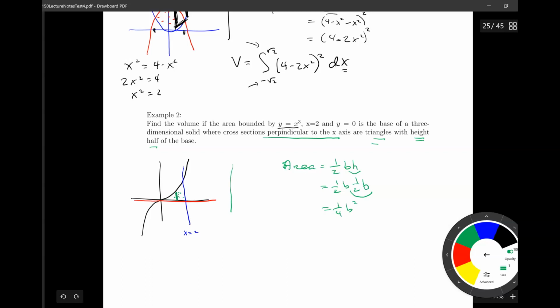So the base is this. I'm going to attempt to draw a triangle that's popping out of the paper. So the base is this distance from here to here. So I can see that the base is just x cubed. So the area of my shape will be 1/4 x cubed squared, or 1/4 x to the 6th power. All right, so to find the volume, I'm going to be taking the integral of the area dx. And then from where on the x-axis do I start and where do I end? I'm going to start at x equals 0, and I'm going to end at x equals 2.